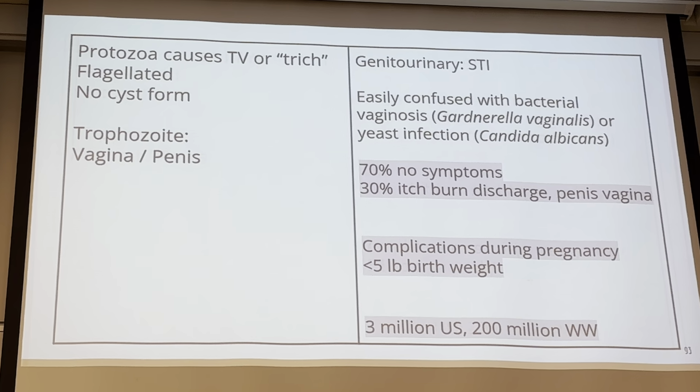The reason I wanted to bring up this note card is that now we have some comparisons. I'll show you some pictures. 70% have no symptoms. It's frightening, right? If somebody has an infection, you want them to have symptoms so that they're not transmitting it. There are also complications during pregnancy, as you might imagine. 3 million people in the United States, 200 million worldwide.